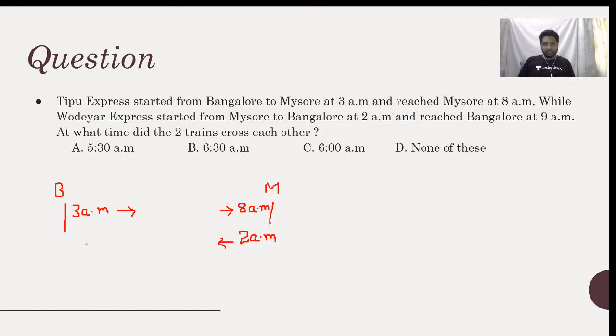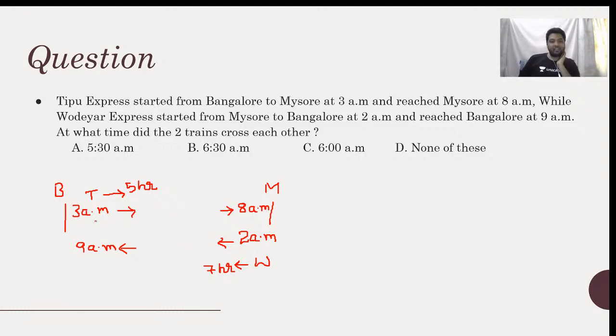and reached Bangalore at 9 a.m. Now, if you observe, Tippu Express took 5 hours, while Wadayar Express took 7 hours, isn't it?